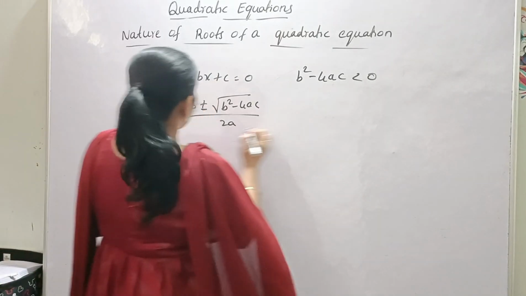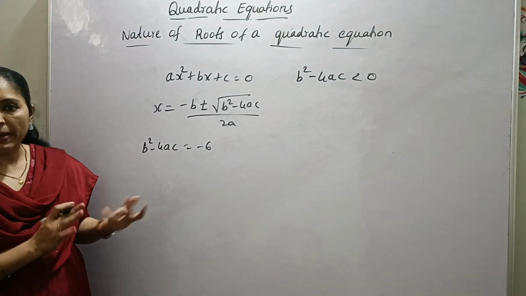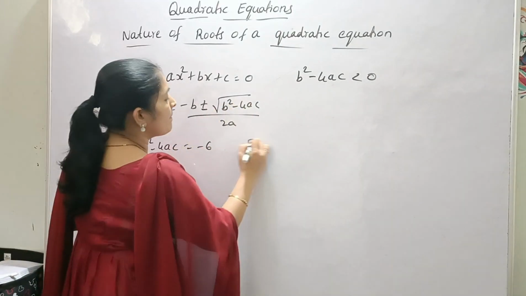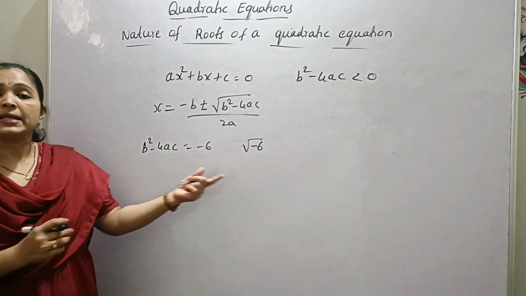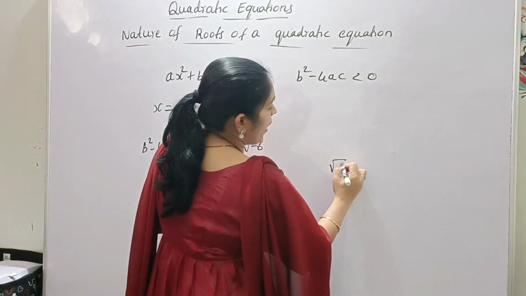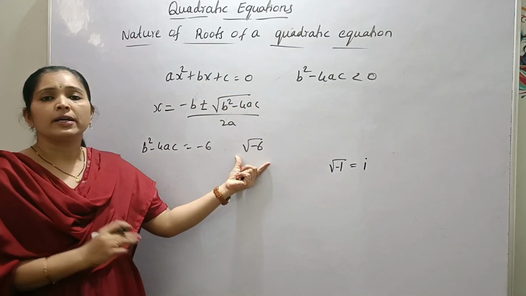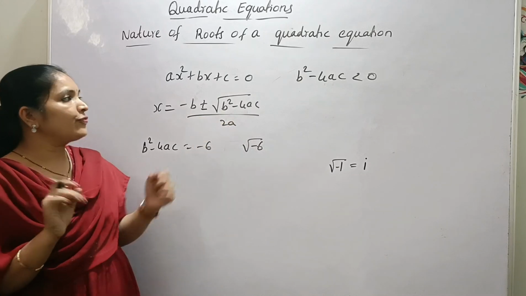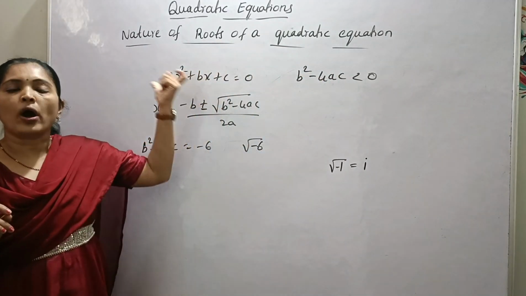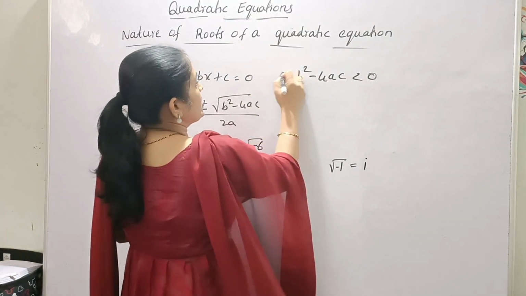Suppose b² - 4ac is equal to -6. Less than 0 means a negative value, right? Then it will be the square root of -6. Is it a real number? No, it's an imaginary number. We know that the square root of -1 is equal to i, an imaginary number. It's not a real number. Therefore, if b² - 4ac is less than 0, then the given quadratic equation has no real roots. So, it is the first case.